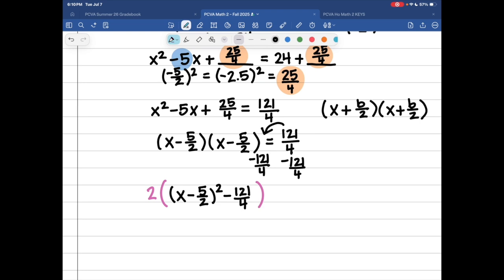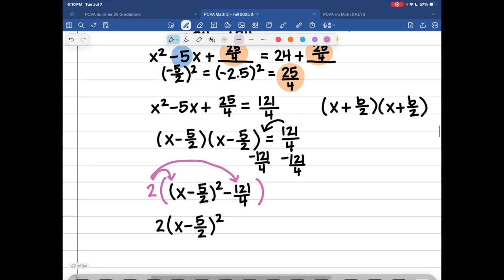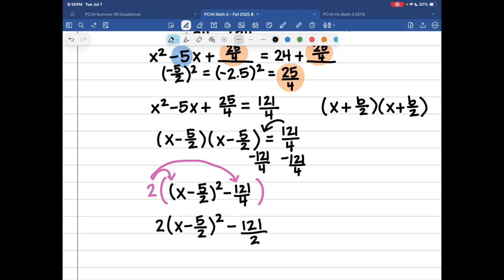So I'm going to have 2 in front, and that's going to be x minus 5 over 2 squared. And that a value also is going to get multiplied to the negative 121 over 4. So when we go to look at that, you can put it into Desmos and calculate that. But basically what we're going to have is 121 divided by 2. And we now have our vertex form.